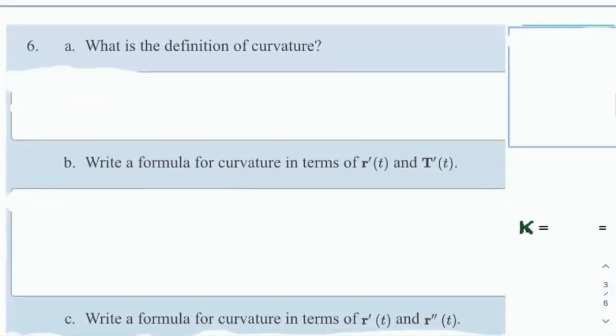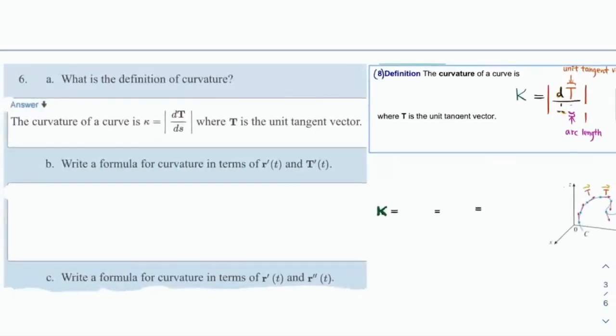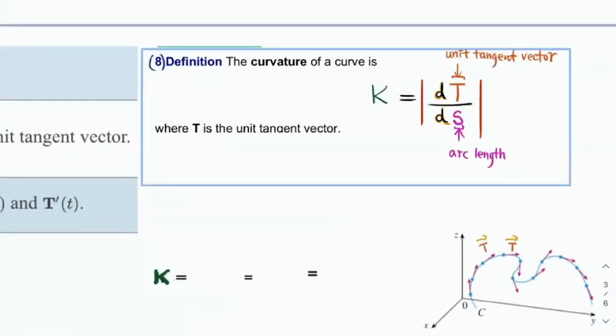Okay, the next one. What is the definition of curvature? We measure how quickly the direction changes in the space curve. Curvature is the rate of change of the unit tangent vector with respect to arc length. So dT/ds: the T here is the unit tangent vector, and the s here is the arc length. That's the definition for the curvature. Now, since unit tangent vectors all have magnitude one, only the change in direction of the tangent vector contributes to the curvature. So it measures how quickly the direction changes.